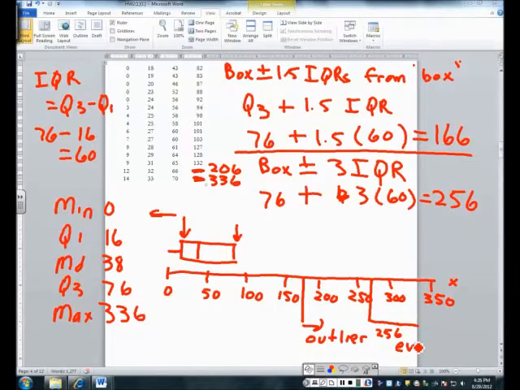I'm going to go ahead and rewrite over here that this was 166. So I'm going to look at, is there anything greater than 256? Yes, 336. So that's an extreme value, and I'm just going to draw an asterisk there.